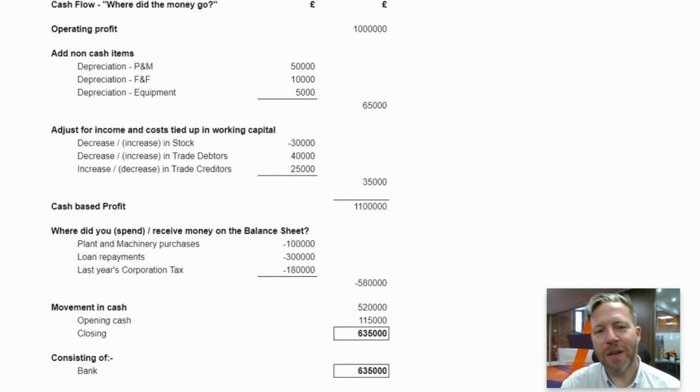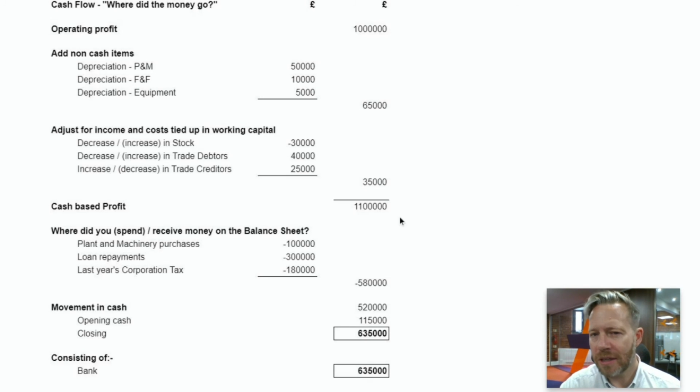So let's summarise our cash flow statement. We had a £1 million operating profit, but we had a movement in the bank of £520,000. What happened? First of all, we had non-cash items in the form of depreciation, £65,000. We had movements in our working capital of £35,000. Therefore, ignoring the timing of transactions and non-cash items in the profit and loss account, we would have had a profit of 1.1 million if the profit and loss account reflected the transactions that were in the bank.